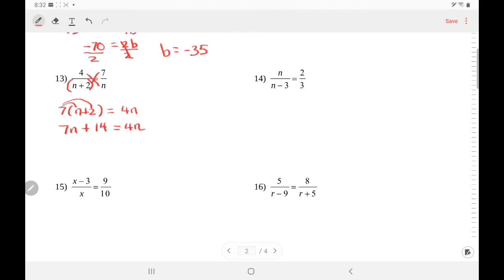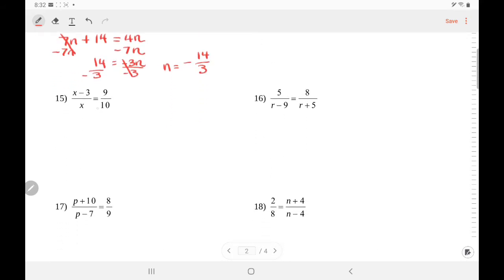Once again, you want your n's on the same side and isolate it. So I would subtract the 7n so that it is alone on the right side. Cancel these. 14 equals negative 3n. 4 minus 7 is negative 3. Dividing by negative 3. I would have n equals, 14 and 3 don't reduce, so I'm going to leave it as negative 14 thirds, or you can use a calculator to get a decimal.